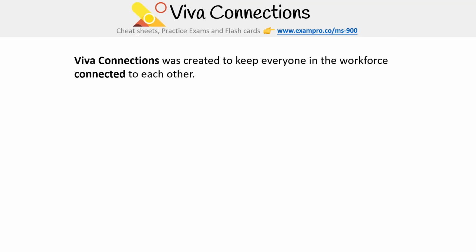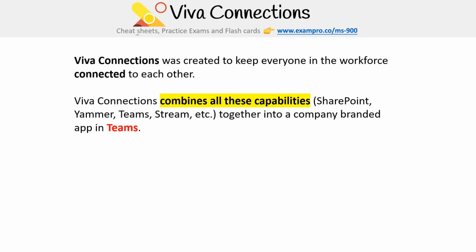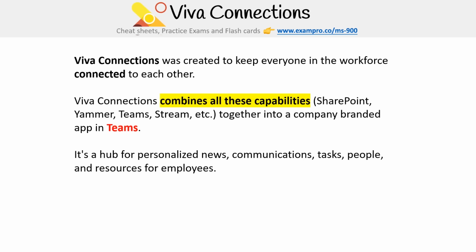So, Viva Connections was created to keep everyone in the workforce connected to each other. And you might be wondering, well, we have so many tools for employee communications and engagement in Microsoft 365, like SharePoint, Yammer, Teams, and Stream. Why would we need another one? Well, what makes Viva Connections unique is that it combines all of these capabilities into a company-branded app. It's a hub for personalized news, communications, tasks, people, and resources for employees.